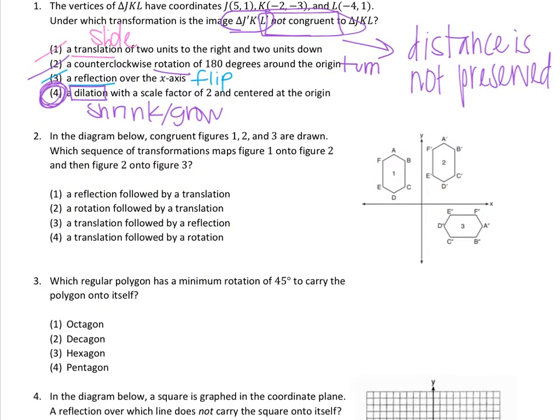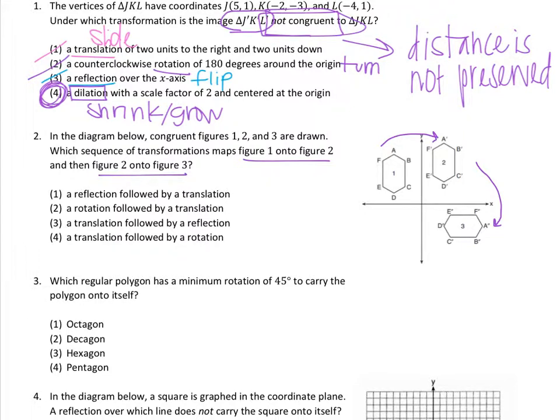Number 2 says in the diagram below, congruent figures 1, 2, and 3 are drawn. Which sequence of transformations maps 1 onto 2 and then 2 onto 3? So first we have to go from figure 1 over here to figure 2. Then from figure 2 over here to figure 3. Again, if you want to pause the video at this point so you can try to figure out the answer yourself, that would be great. It's great practice for you to do on your own first, and then check back in to get some feedback.